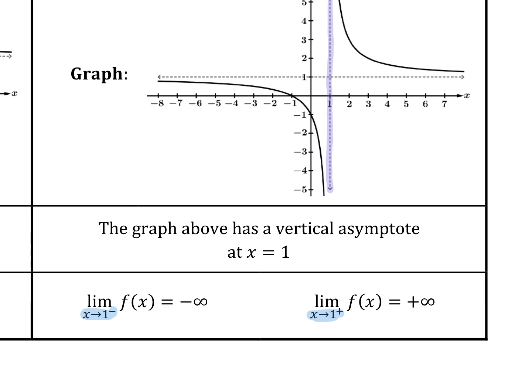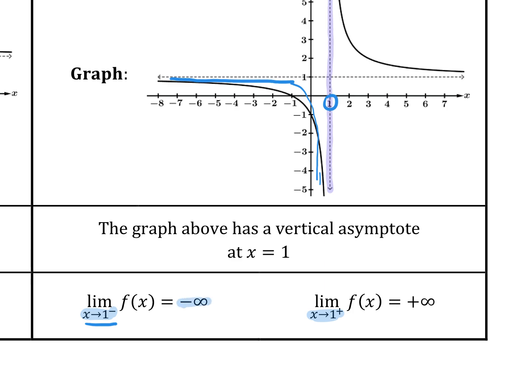It means that if you're going to start from the left side of positive 1 here, this is your positive 1, right? And you're going to be going this way. So where does the graph go? Will it go up or will it go down? It actually goes down, and that's going to be the negative infinity of your f of x.